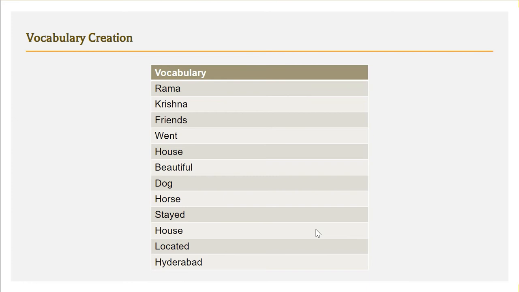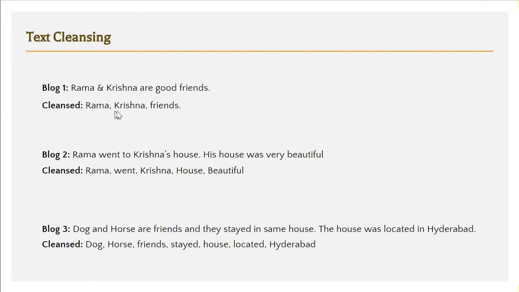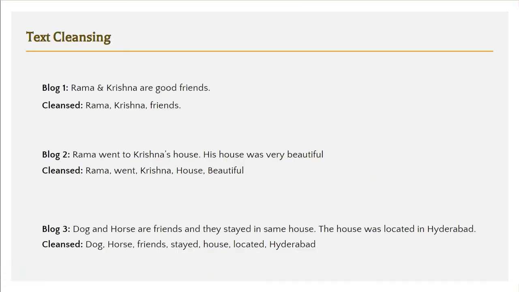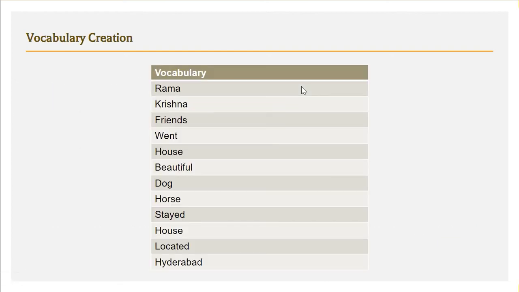Since here we are using only 3 blog posts, we have collected all the words that have been used in these 3 blog posts. After the text cleansing, we have got certain words. From these words, we have taken the unique words and created this vocabulary. That would be Rama, Krishna, friends, went, house, beautiful, dog, horse, stayed, located, Hyderabad. These are the unique words in all the blog posts which we are considering, which are 3 blog posts here. Until here is the preliminary step.